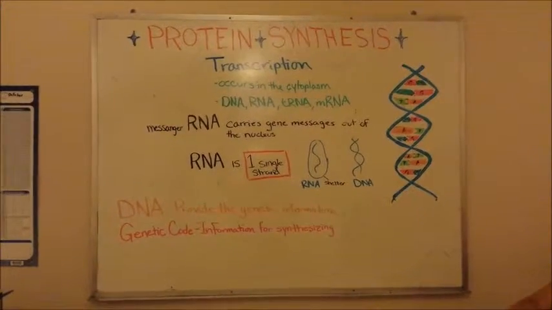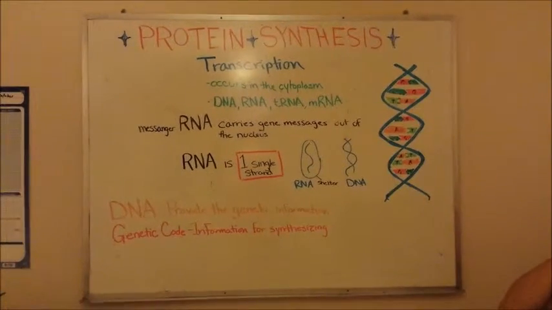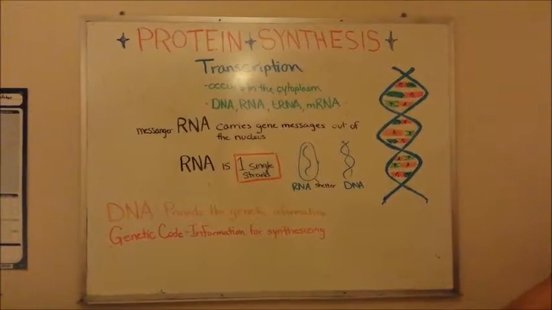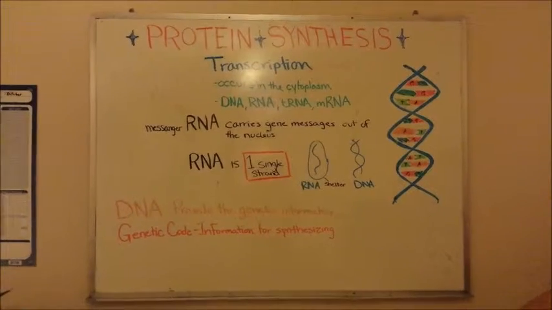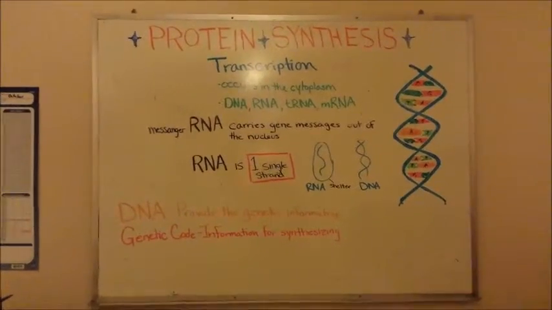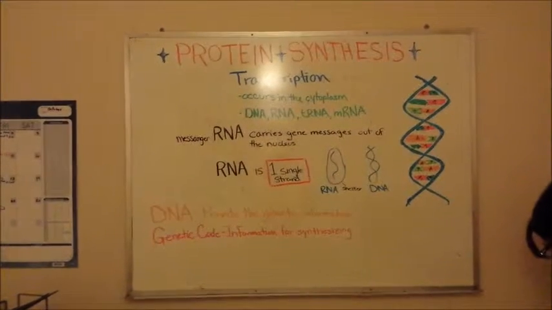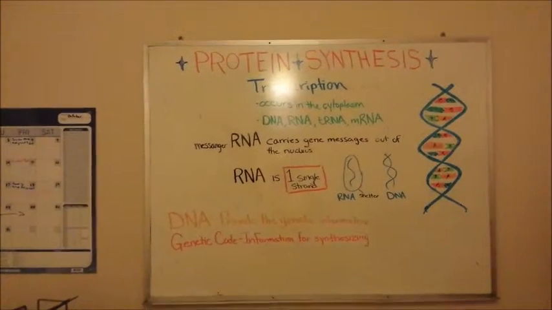So what we're going to be focusing on with transcription is messenger RNA, which carries the gene messages out of the nucleus. RNA is a little different than DNA. It's single-stranded instead of double-stranded, and it's a lot shorter than DNA. Okay, so the genetic information reaches the cytoplasm by being copied into RNA from DNA, okay?